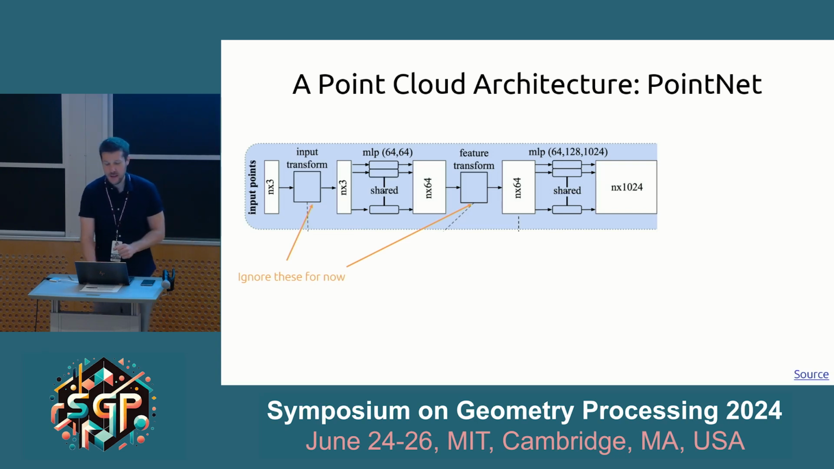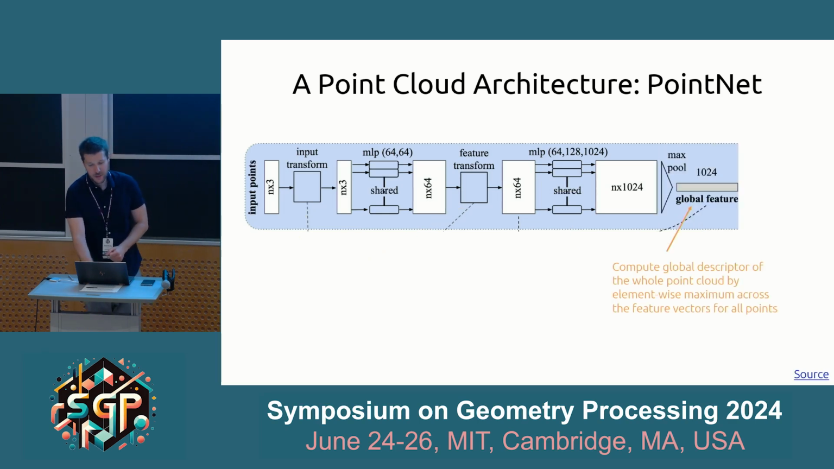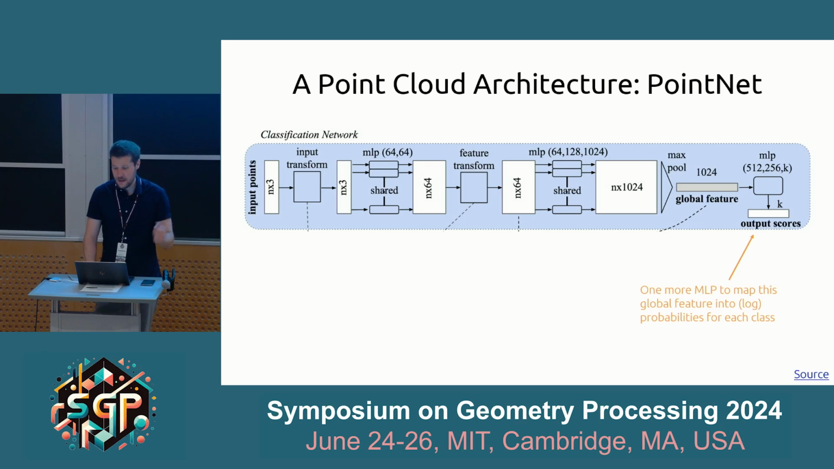Again, ignore these blocks that say input and feature transform. But we process the points, again independently, by more MLPs. This is why they're called deep networks. We're stacking layers of parameterized processing. Then finally, here's the interesting part. We compute a global descriptor of the entire point cloud by taking an element-wise maximum across all of the dimensions of these feature vectors. And finally, I'm revealing this now: we're using this network to do classification. I have one more multi-layer perceptron, which maps this global feature into another vector of numbers, which we can then interpret as the log probabilities of each class for this particular object.